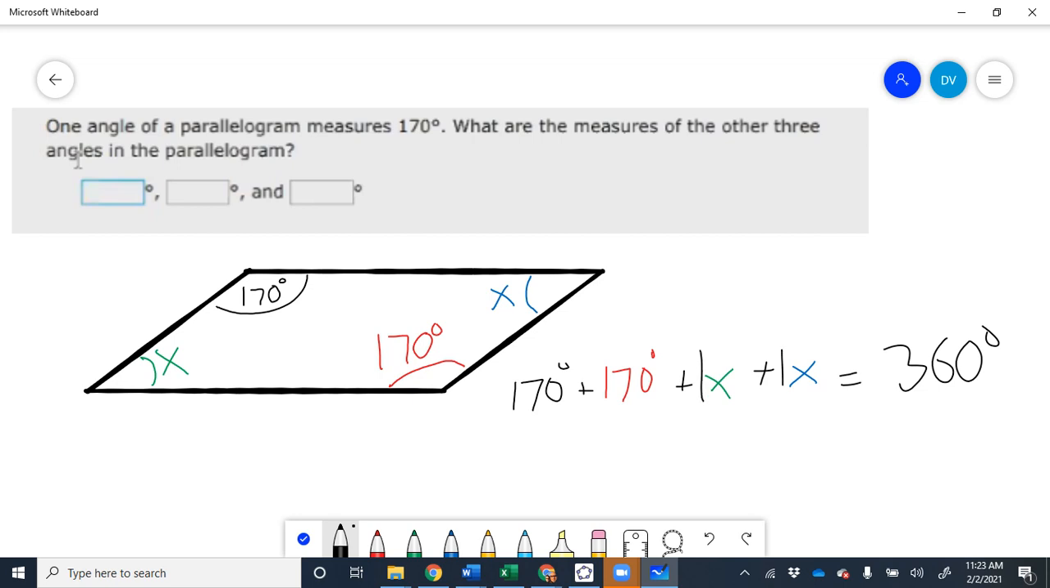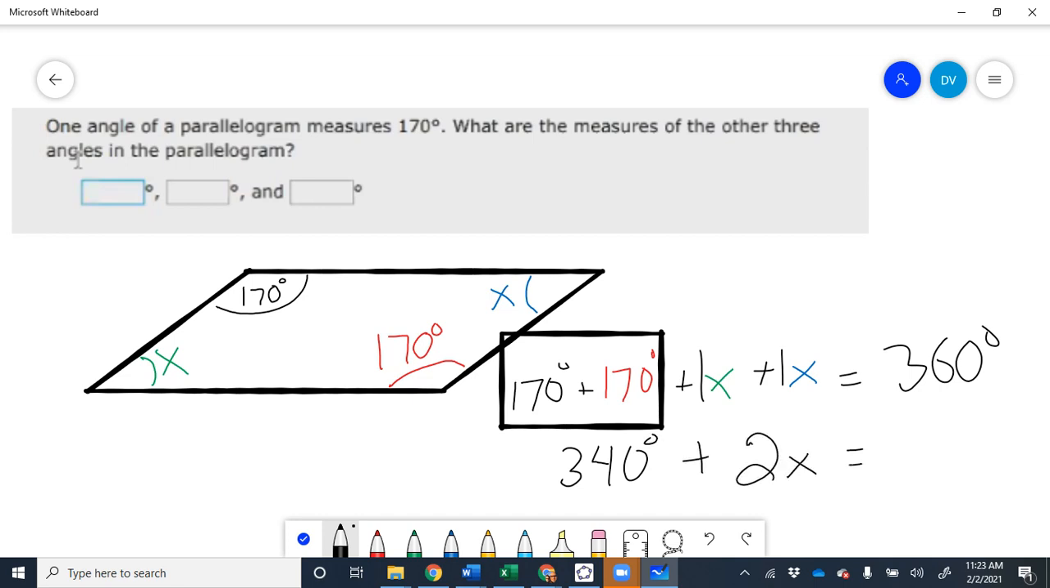So 170 plus 170, sorry about that mistake, everybody, is what? 340, I think? Yeah. So that's 340 degrees. 1x plus 1x is 2x. And then we get 360. Let me stop here for a second. I'm thinking you could probably, yeah. So you kind of see what I'm going to do now, right?